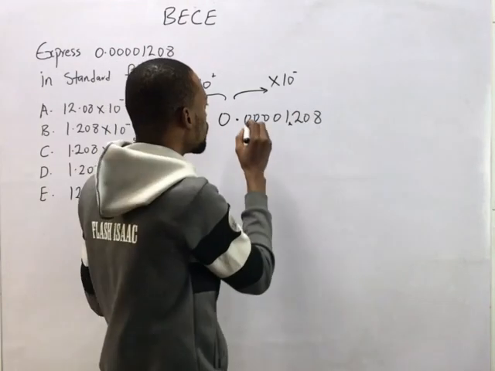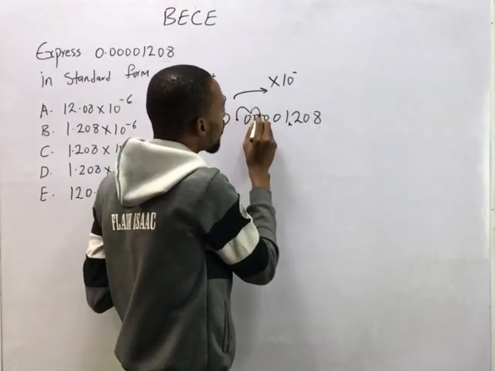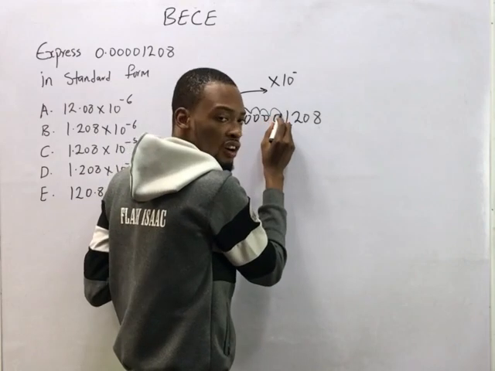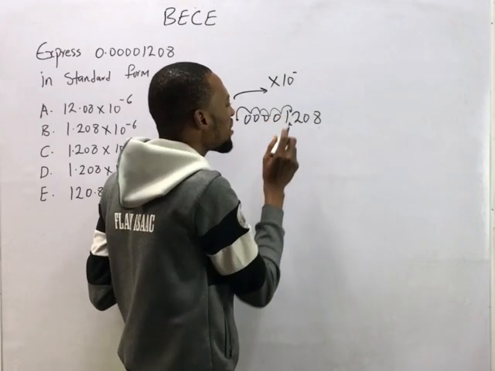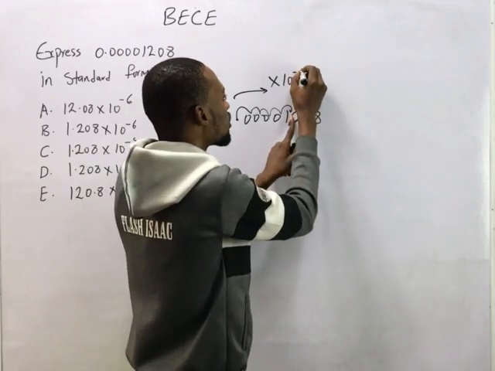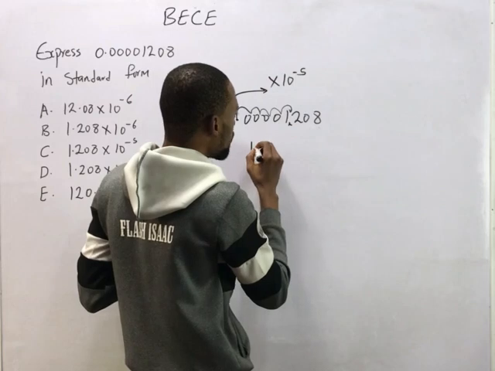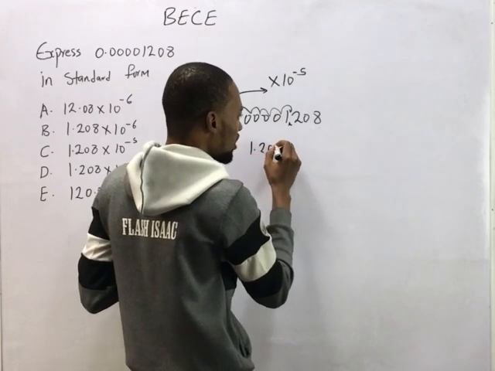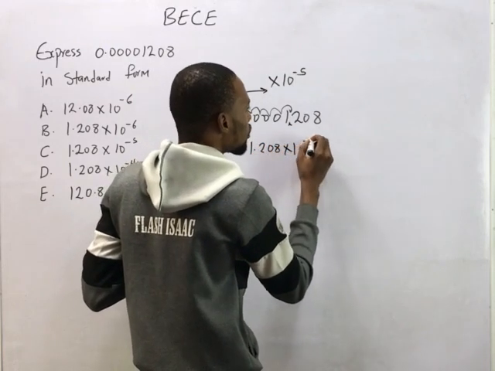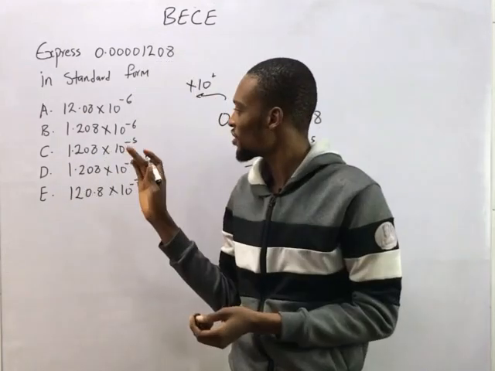So let's see how many times we move. From here we've moved 1, 2, 3, 4, 5. So we moved 5 times to get to this place. This implies that we are getting times 10 to the power of minus 5. And this is the value. So you have 1.208 times 10 raised to the power of minus 5. So this is the answer you are expected to get for this question.